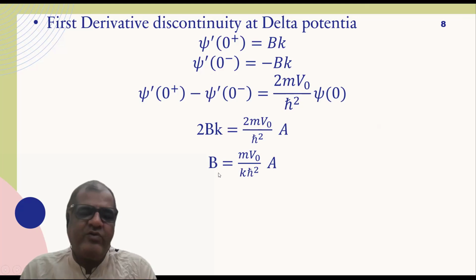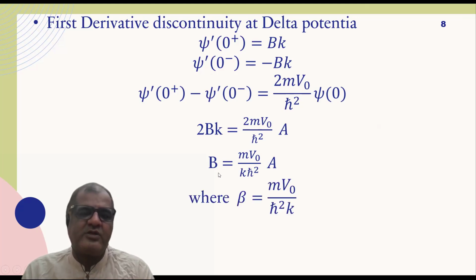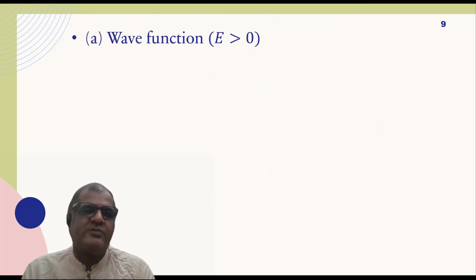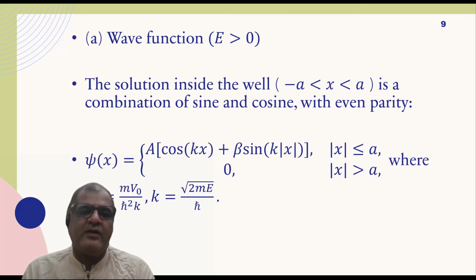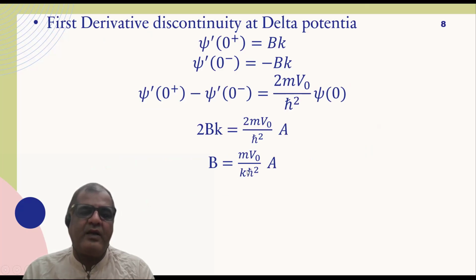So whatever way you can write, you can write the solutions. So now this is my wave function, and now I can take A common. So here A and B become A beta. Here B becomes beta, so A beta. In this way I can write.